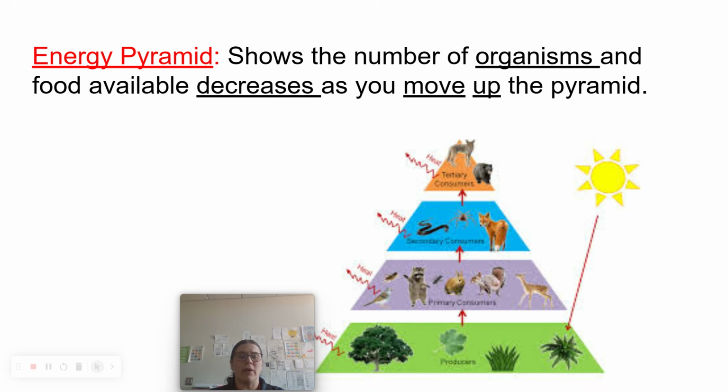An energy pyramid, which is kind of just like an energy triangle, because we don't ever really make them 3D. Energy pyramids show that the number of organisms and food available decreases, which means goes down, as we move up this triangle or energy pyramid.